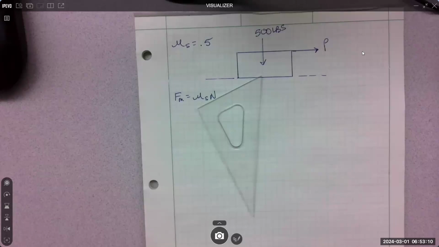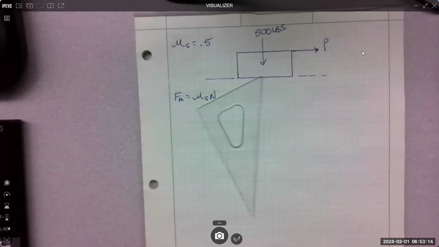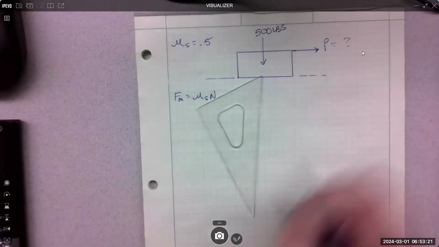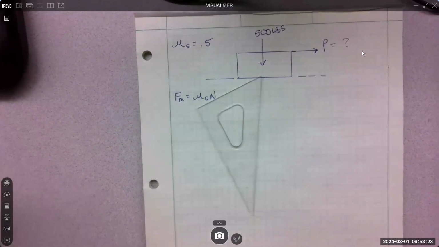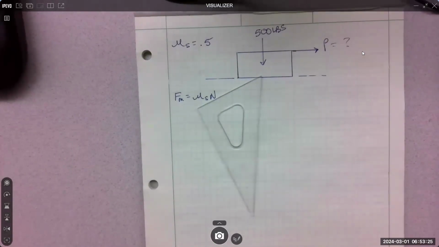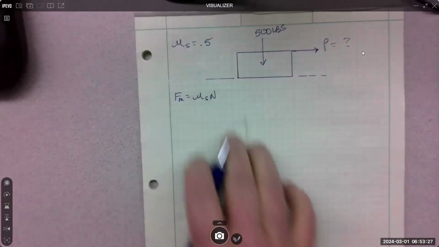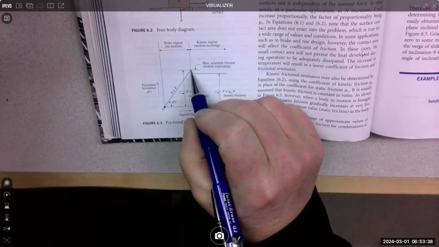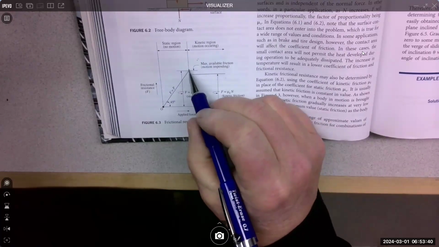But the question is, and you can do this, you can answer any question going this route. But let's say the question is, how much P do we need to move the box, right? So that's going to be impending motion. That's going to be the very top of the friction graph curve. So the very top of this thing, right? If we want to know how much would it take to move something, you want to calculate F max.